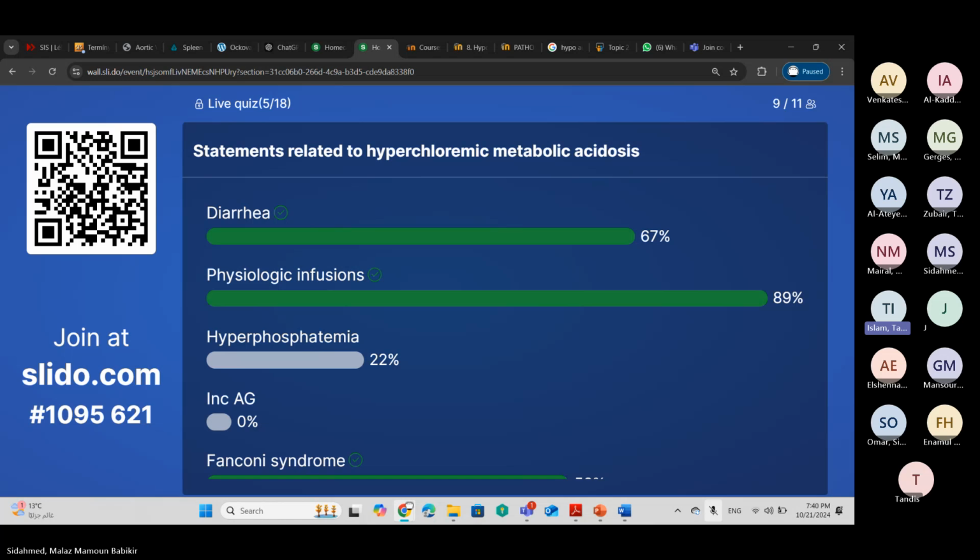The reason why Fanconi syndrome would lead to normal anion gap hyperchloremic metabolic acidosis is because it decreases bicarbonate retention. So when there are decreased bicarbonates, you would have an indirect or relative increase in the chlorides, and therefore you would have hyperchloremia. And the reason why diarrhea does it is the same. In diarrhea, you're losing more bicarbonates, so you would have a relative increase in chlorides, and therefore you would have hyperchloremic metabolic acidosis.